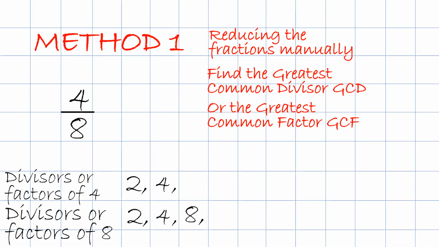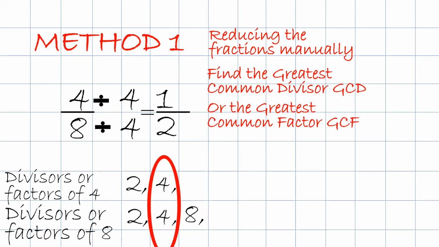Now look at the 2 sets of numbers. What is the greatest number that is the same in both 4 and 8? And we know it's the number 4. So 4 is the common factor or the common divisor. And so basically we take the top number, 4 divided by 4 equals 1. 8, the bottom number, 8 divided by 4 equals 2. So when we reduce 4/8, the answer is half, or 1/2.